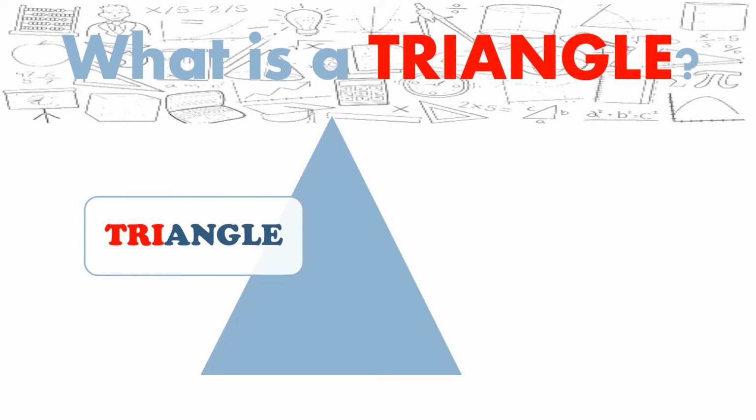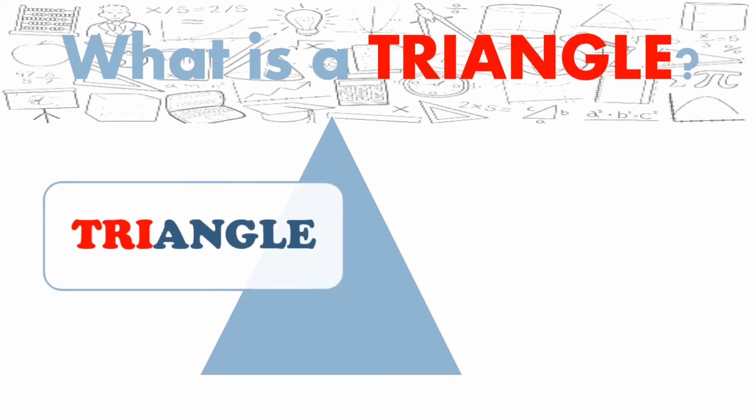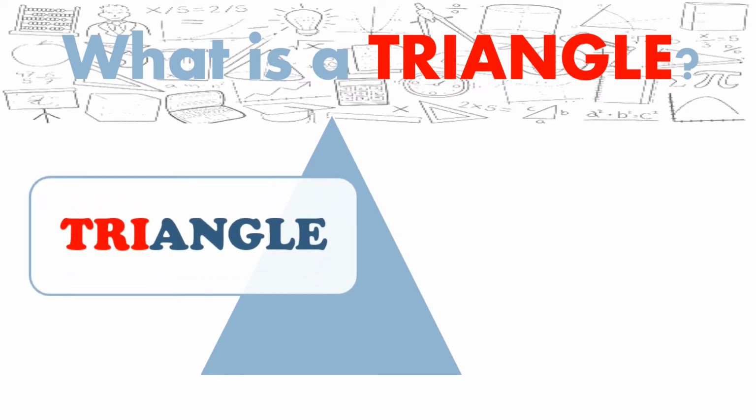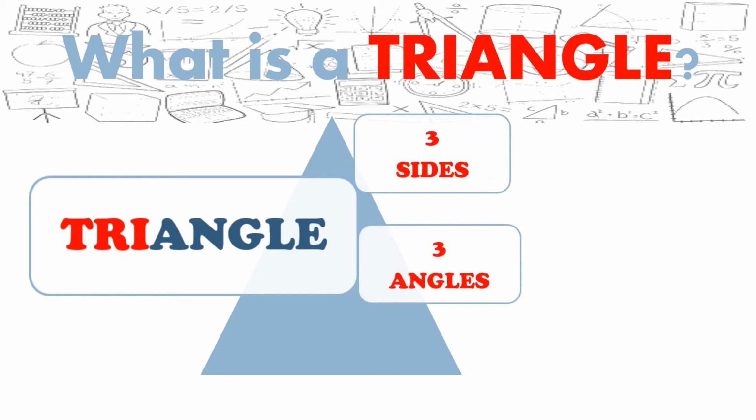So let us begin by understanding what is a triangle. As you can see, the word triangle is made up of two words, tri and angle. Tri means three, so we can say a triangle is a polygon which has three sides and three angles.